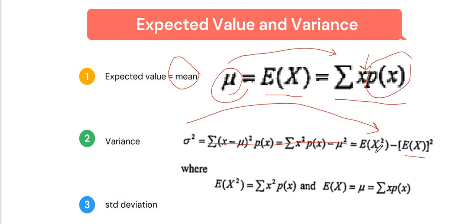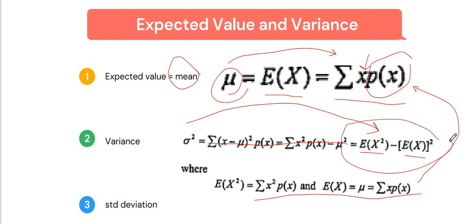And what is meant by E(x) power 2? This is the way how you can get your variance. So for E(x square), you need to square x first and then multiply with your px, and E(x) is your mean, so you need to find your mean first. Then you substitute back into this equation, so this one will be your variance.